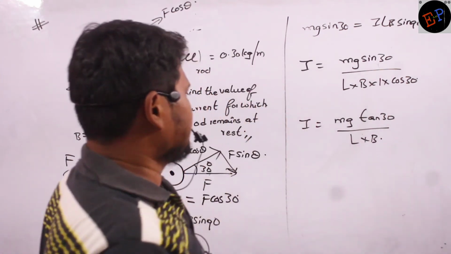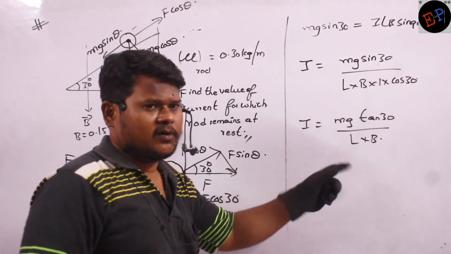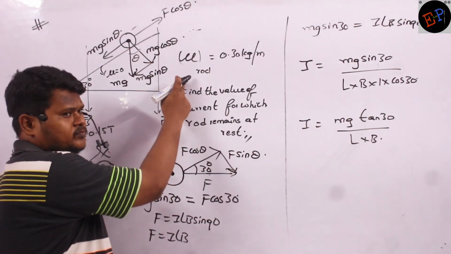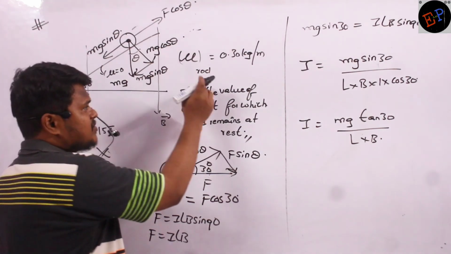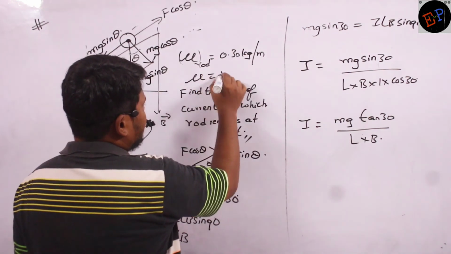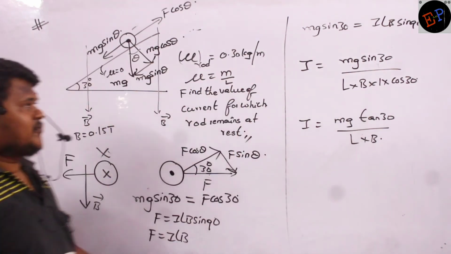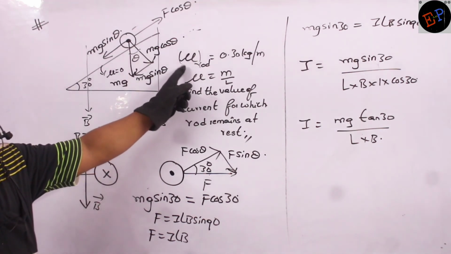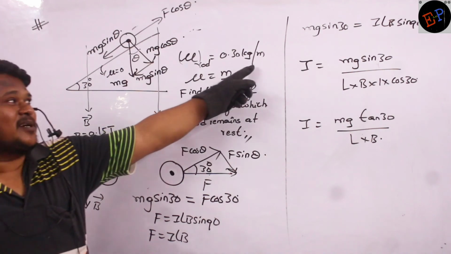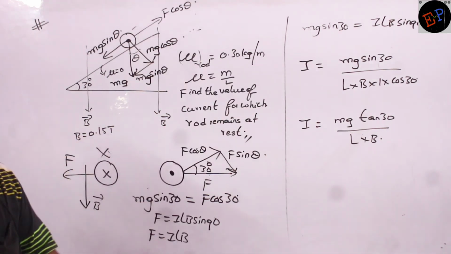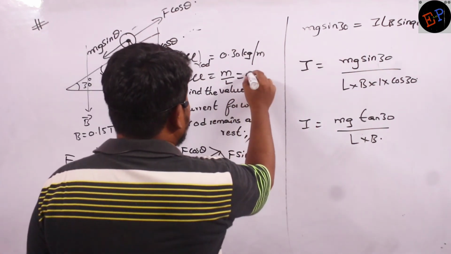So mass of the wire and length of the wire are not given. But mu value is given. What is mu? Mu is called mass per unit length of the wire. Friction is already 0, it is given. So this is called linear density of the rod. Units are kg per meter. It means per unit length of the rod, how much mass is present. So mass per unit length is 0.30.